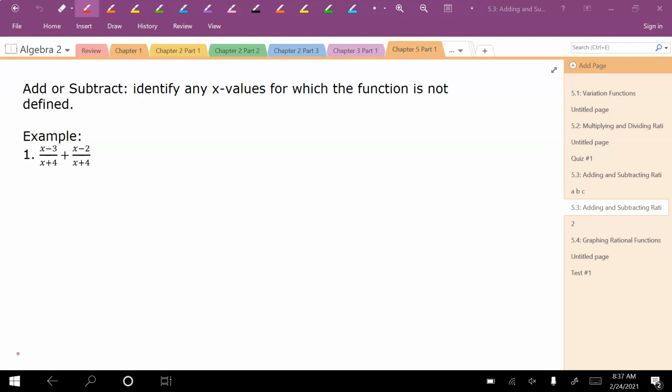So we also are just going to add that piece in now, but we're still going to be doing the same thing that we did yesterday. If we don't have common denominators, we'll have to get common denominators. And then we'll talk about at the very end what values x cannot equal, because it would cause the entire thing to become undefined.